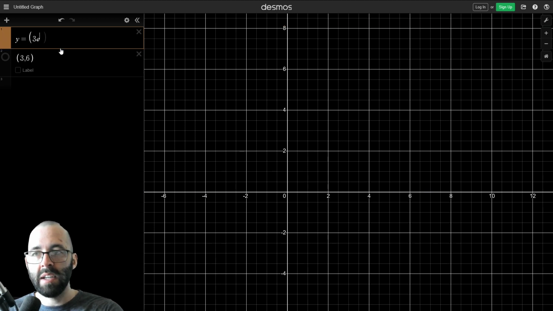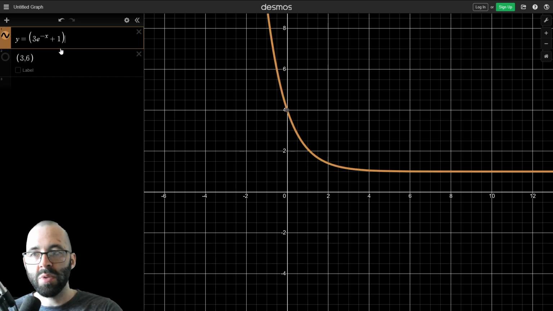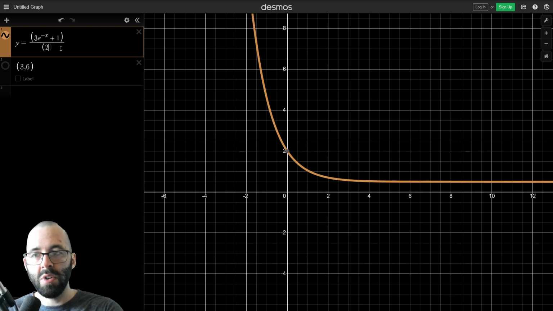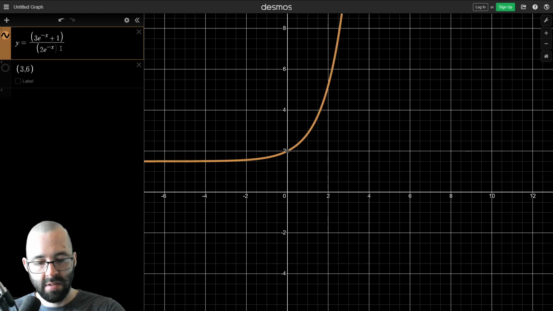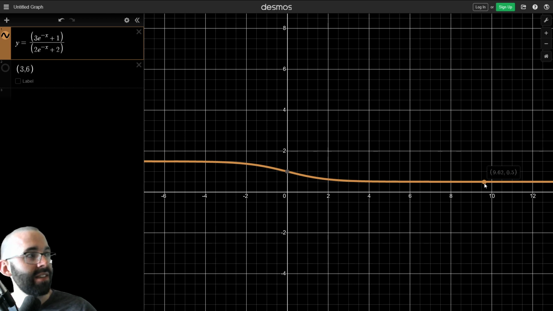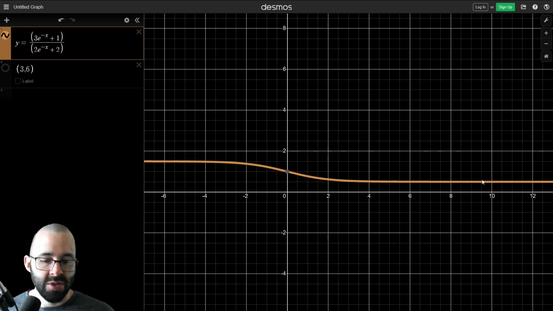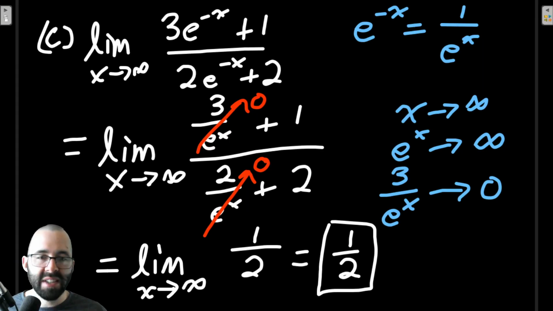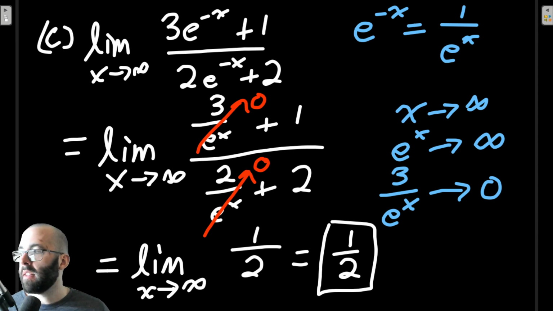3 times e raised to the negative x plus 1 divided by 2 times e raised to the negative x plus 2. As x gets really, really big, look at those y values. 0.542, 0.502, 0.5. It's getting really close to 1/2. All right. So that's kind of what we can do for these limits at infinity situations. And we'll talk more about these later on in the class as well.